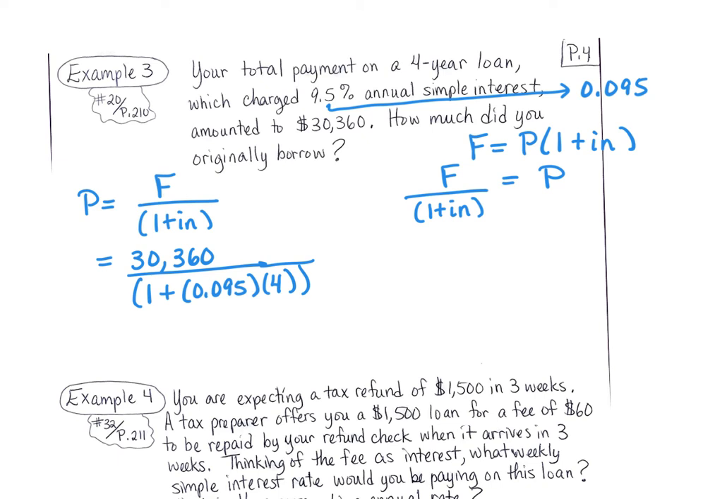And then you enter it into your calculators. So remember, if you're entering this into your calculators, you want to put 30,360 divided by this quantity. So put all of this in parentheses. Okay? All right. And whenever you do that, you should pause the video and give it a try. When you do that, you get $22,000. So that's how much you originally borrowed. Okay, let's look at one last example.